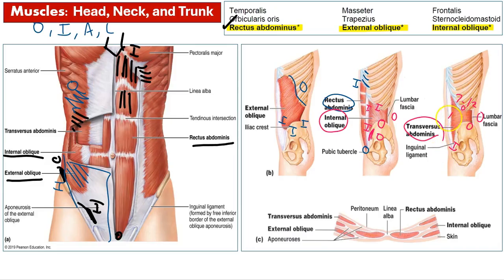We also have the insertion at the linea alba, which is going to be a line basically, and at the pubic crest. So again, the origin and insertion are not too far from one another, but what is the whole purpose of this? To compress the abs. And so you can see it here.